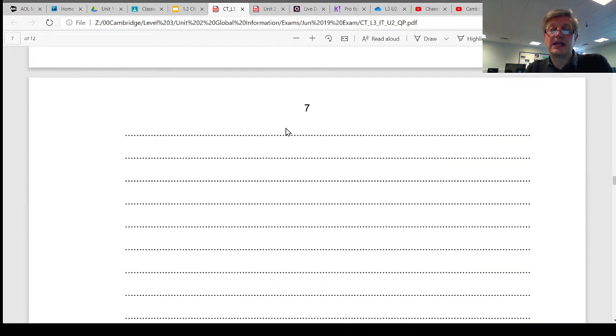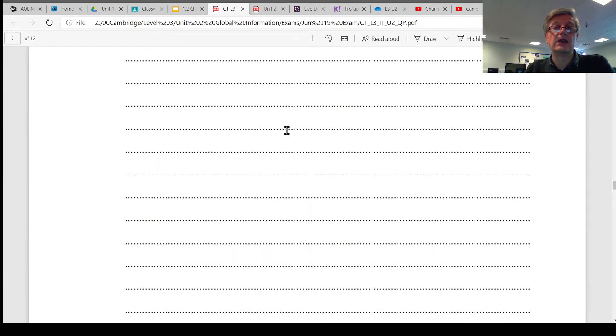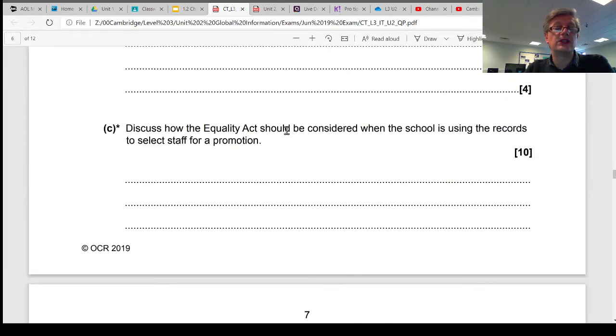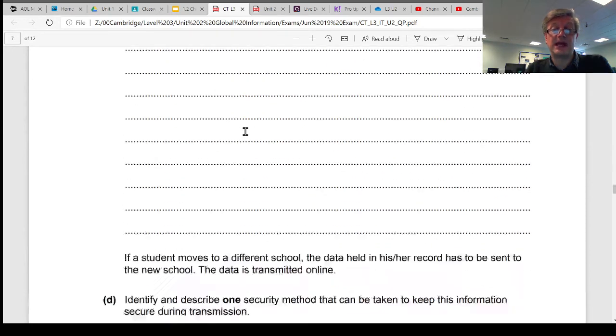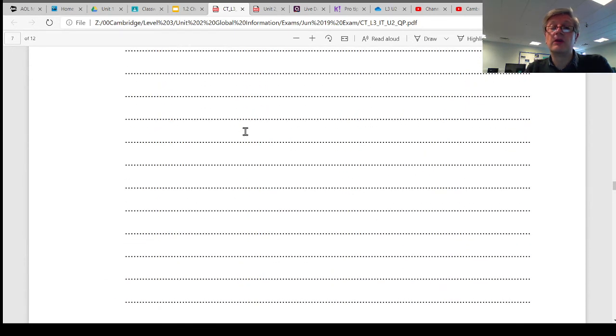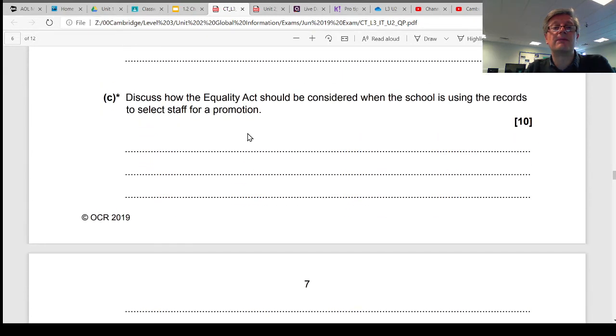There's enough space here for you to be able to write your answer. Okay, so the exam board will normally suggest that you should be able to get your 10 marks in this space that they've provided for you. But if you need more space, there's usually a little bit of a section at the back to do that.